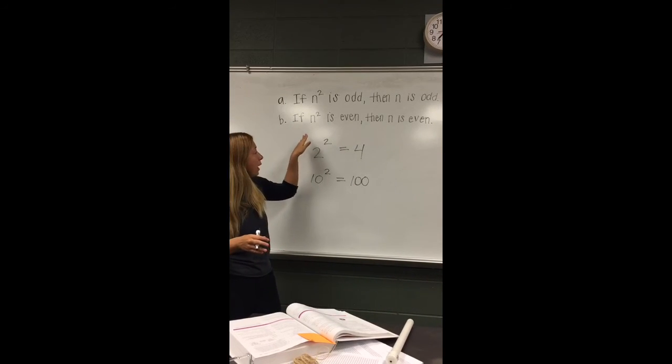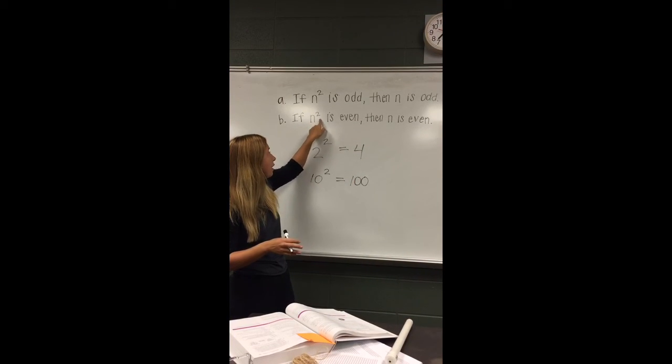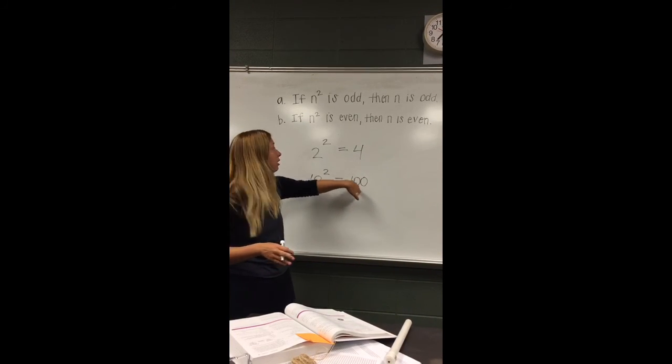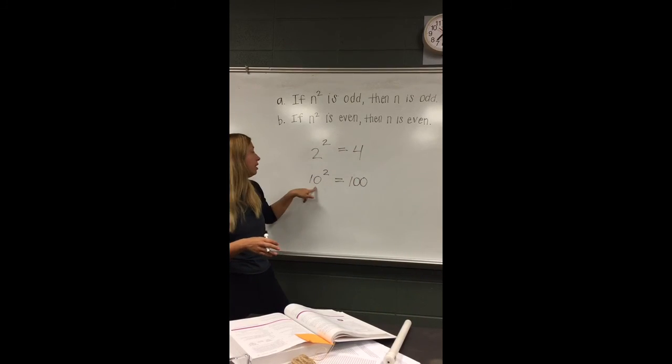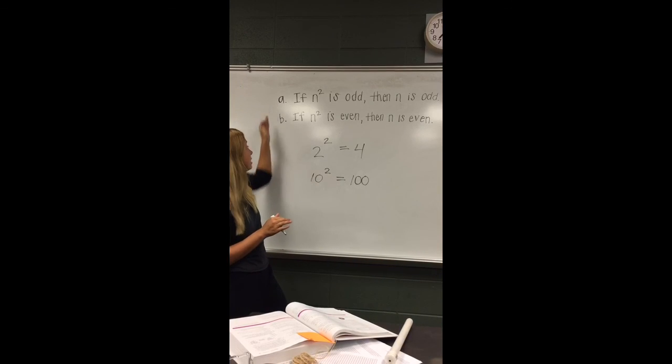So if n squared is even, then n is even. So 10 squared is even, that's 100, then n is even, and n in this case would be 10. And that is why those statements are true.